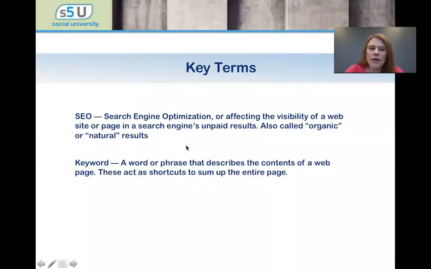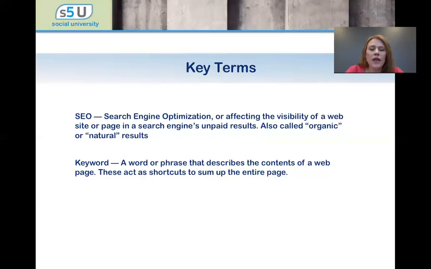So let's talk about a couple of the key terms here that we use when we're talking about SEO. First one is SEO itself. What does that mean? It stands for search engine optimization, which is basically affecting the visibility of a website or page in a search engine's unpaid results. And unpaid is really important there. We sometimes call these the organic or the natural results too. They're the ones that, without doing any paid advertising or anything like that, just pop up that way.